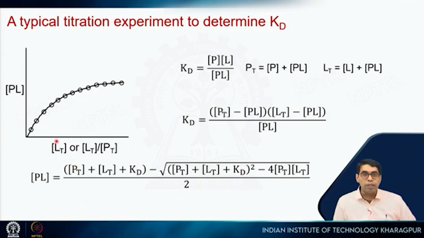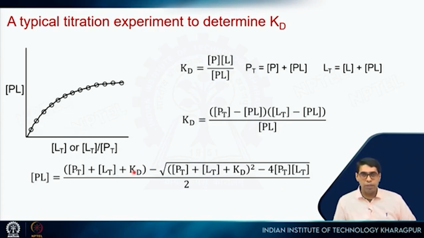Now you can see this is your experimental data, right? You know L total, you know P total. So these two you know, and you are getting a measure of PL from something. We will see that indirectly we can measure it from fluorescence or heat released or things like that, right? So you will get a plot like this, right? For each of these plots, they will obey this equation. So we can do a numerical fitting where we can figure out what is KD.